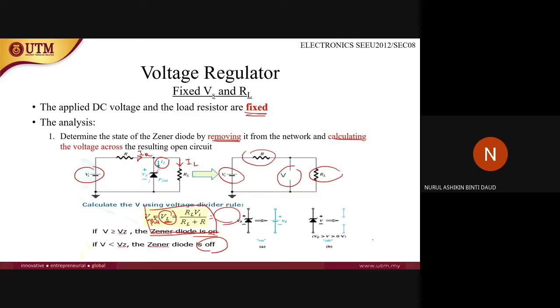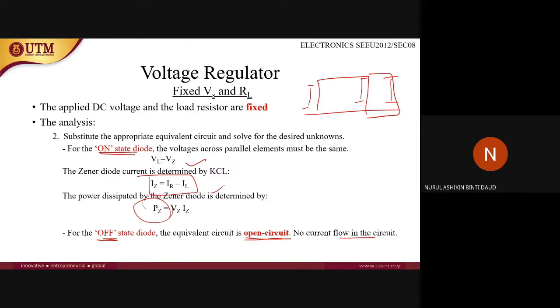and there is no current flow. So for fixed VS and RL, the main formula that you have to remember is this, because this formula will determine whether the Zener diode is on or not. If it is on, then you can proceed to calculate the other information. But if it is off, there is no further calculation because the circuit is open circuit. So you can mention that there is no value for power dissipation or Zener current flow because the circuit is open circuit. All right.